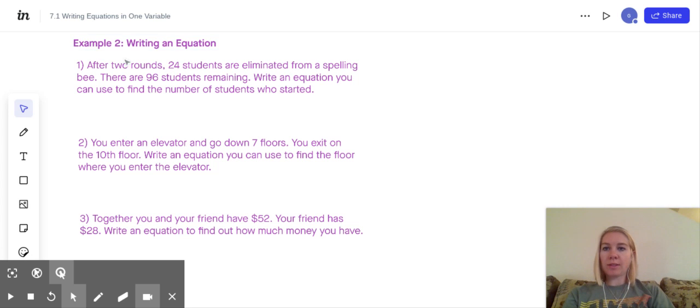All right, let's check out example 2, which is writing an equation. And this is part of chapter 7, section 1, writing equations in one variable. Problem 1 says, after 2 rounds, 24 students are eliminated from a spelling bee. There are 96 students remaining. Write an equation you can use to find the number of students who started.